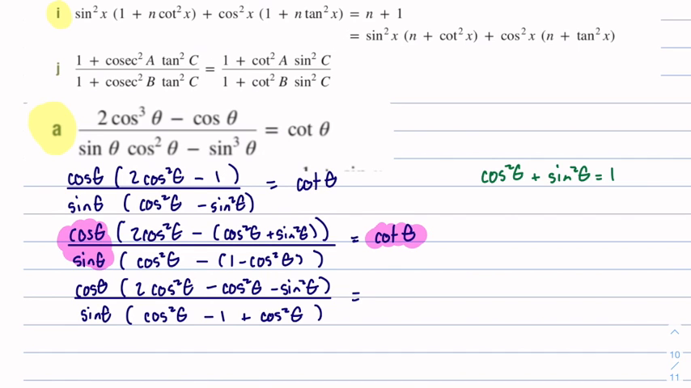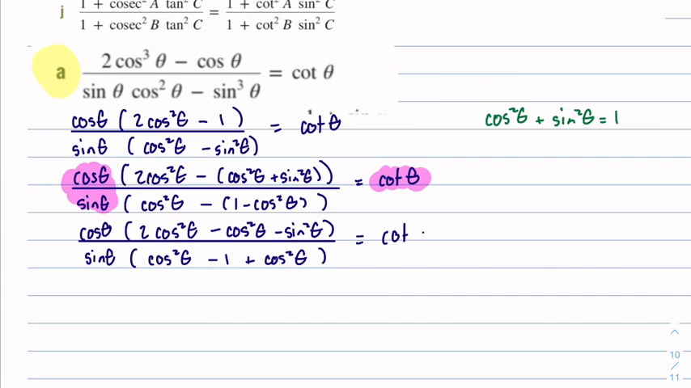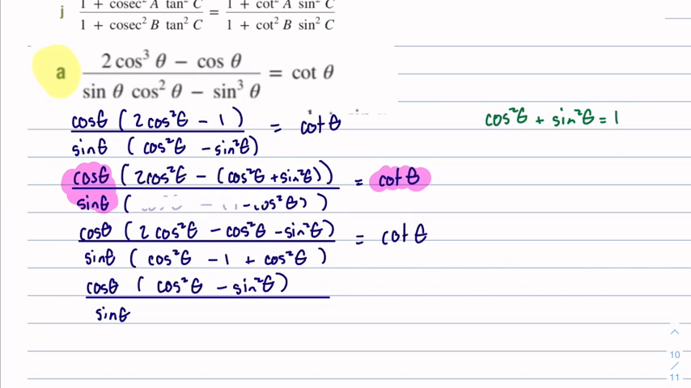Oh my gosh! Cot theta. Which means I've got cos theta over sine theta. This top comes out as cos squared theta take sine squared theta, which is actually what we had on the bottom to start with. So I'm going to undo all of these changes on the bottom.